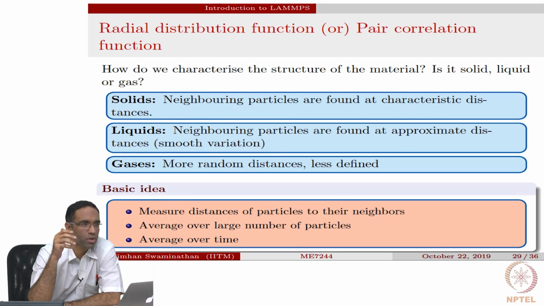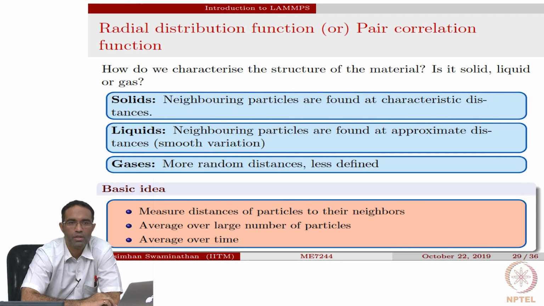For example, if you have a solid, it has long range order, and if you have liquids, it has short range order only. Okay, so we will take a look at what this exactly means and how it is actually calculated using LAMMPS.